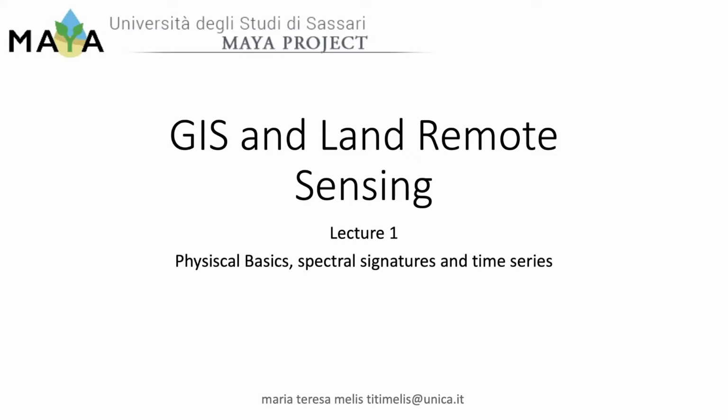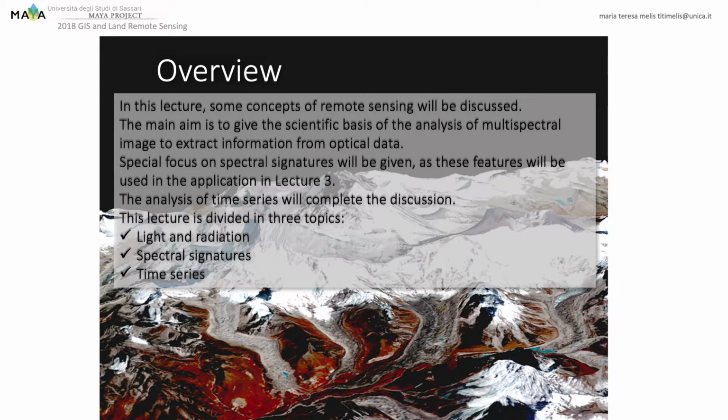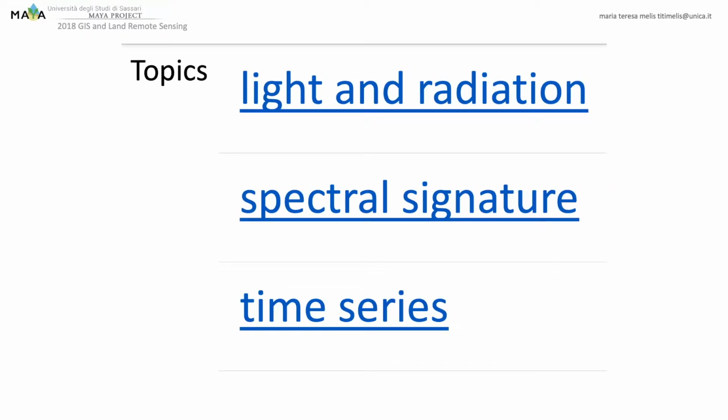Hello, let's start with the first lecture of this course in GIS and remote sensing that is dedicated to the analysis of physical basics of data acquisition, and the main aim of this course is to give some basis of the analysis of multispectral images. So we will analyze optical images in this course. The lecture is divided in 3 topics: light and radiation, spectral signature, and time series.